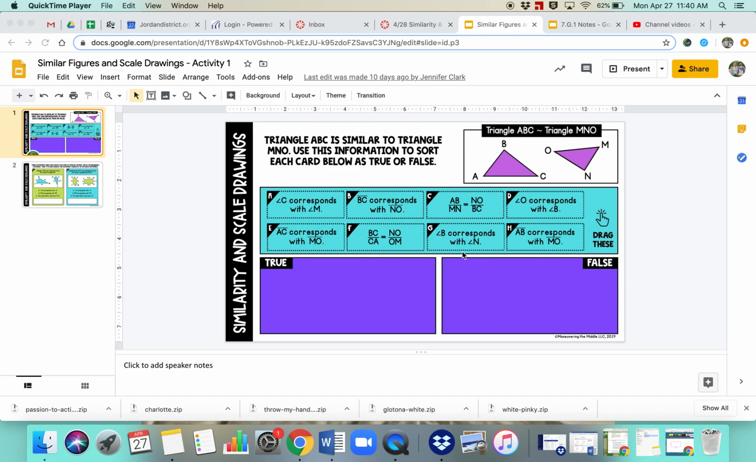Angle B corresponds with angle N. B and N are in the same spot when the triangles are named. And if I were to flip triangle MNO around, B and N would both be on top. They are both the bigger angle, so yep, B does correspond with angle N. So we drag that down to true.